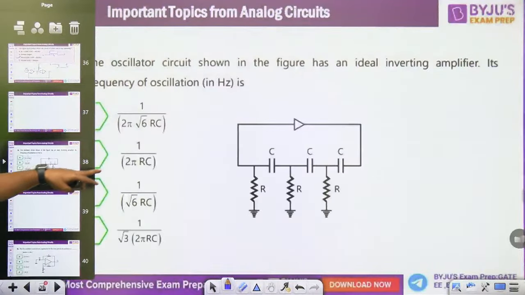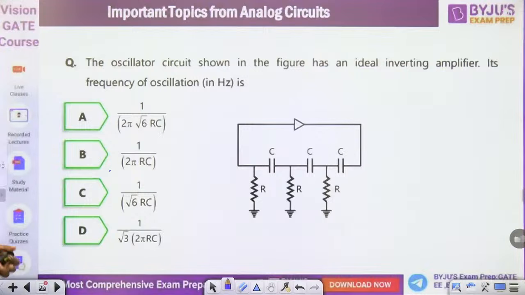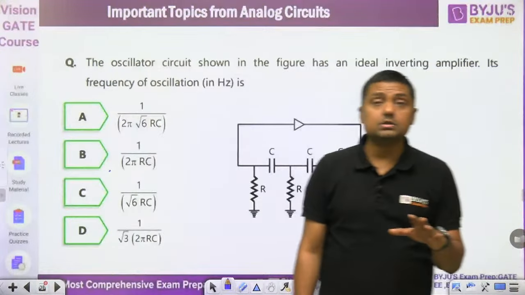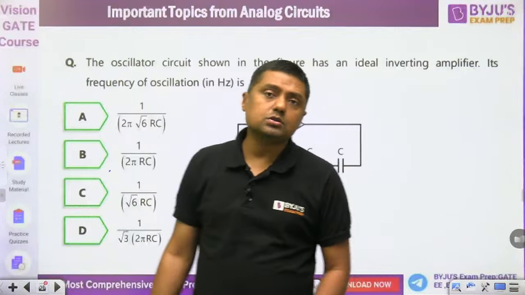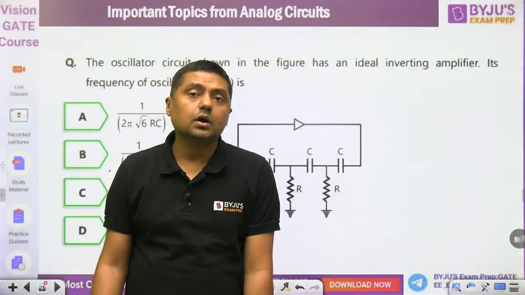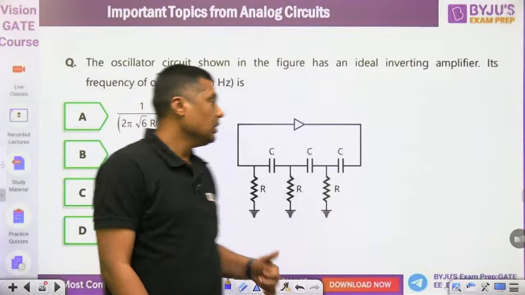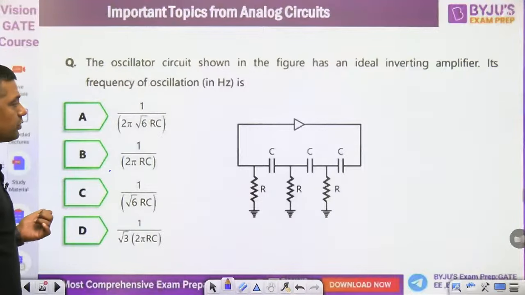Now tell me, this type of questions. The oscillator circuit shown in the figure has an ideal inverting amplifier, its frequency of oscillation. Means Barkhausen criteria. Oscillators: RC phase shift oscillator, Wien bridge oscillator, Colpitts, Hartley, Clapp, crystal oscillators. So this is also an important question.